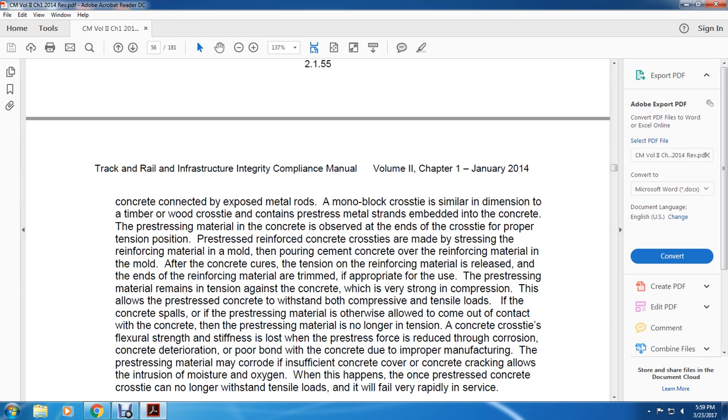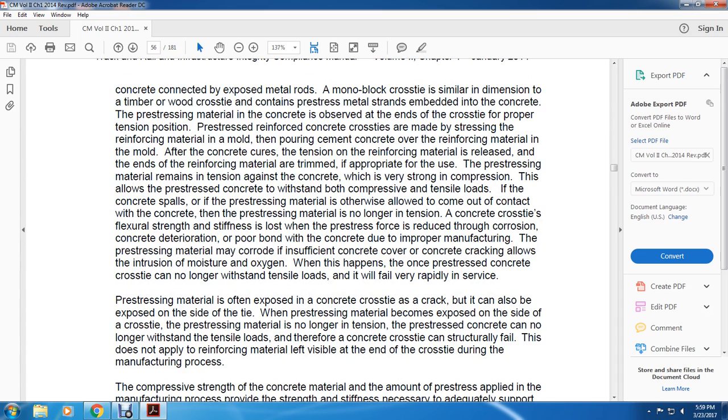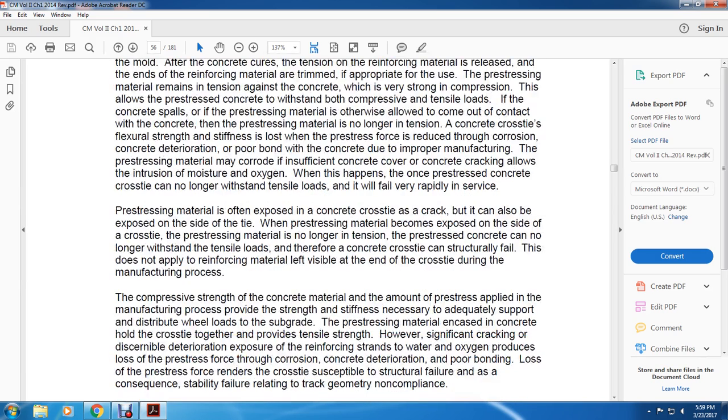Concrete deterioration, poor bond with the concrete due to improper manufacturing, and corrosion of the pre-stressing material may occur. Insufficient concrete cover or concrete cracking allows the intrusion of moisture and oxygen, which happens as once a pre-stressed concrete cross tie can no longer withstand tensile load, it will fail rapidly. The pre-stressing material is often exposed with a crack in the concrete cross tie, but it also can be exposed on the side of the tie.